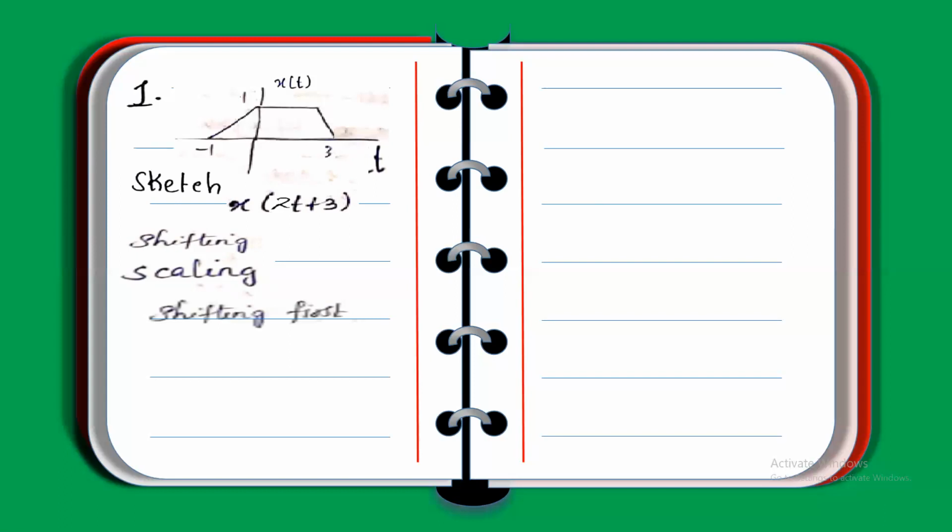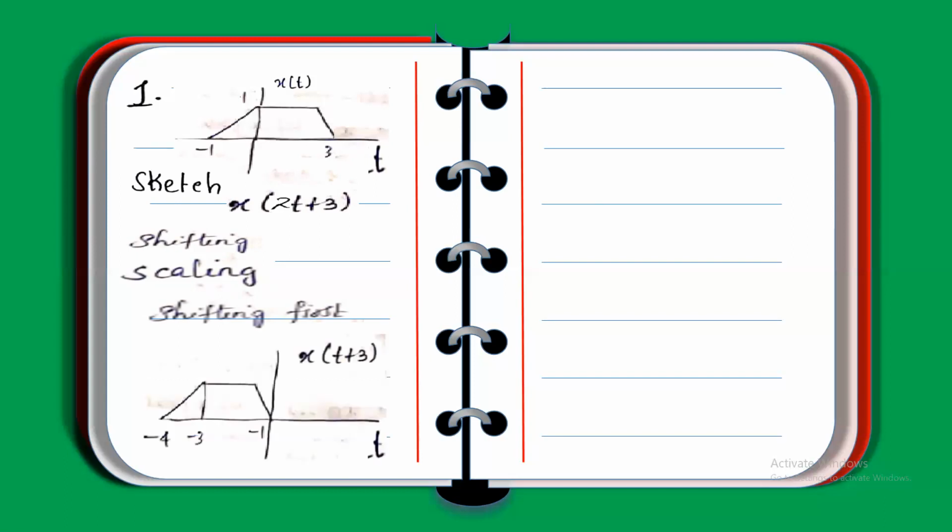The signal x of t has to be shifted by 3 units towards the left side. Thus 3.3 will move to 0, minus 1 will move to minus 4. That is what is drawn here. The signal is spreading between minus 4 to 0 now. Shape of the signal, amplitude of the signal remains the same.